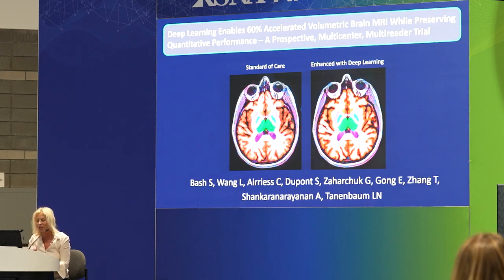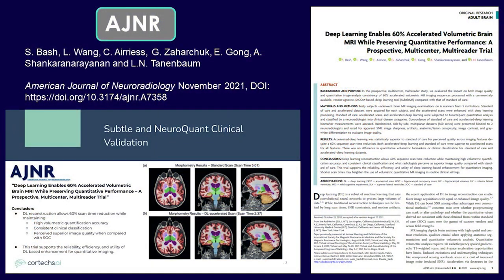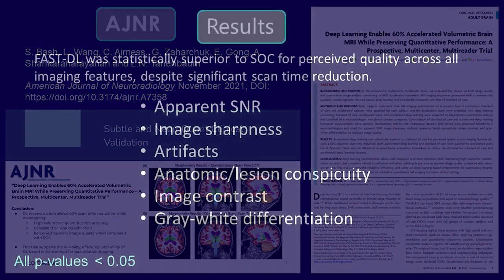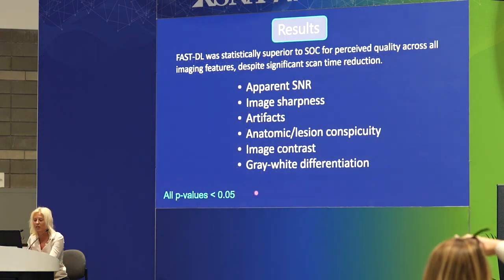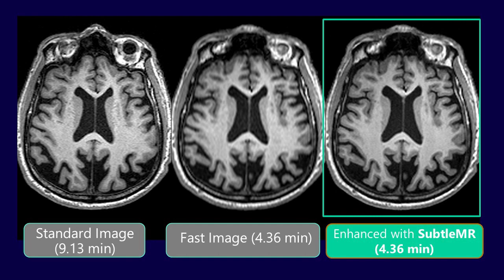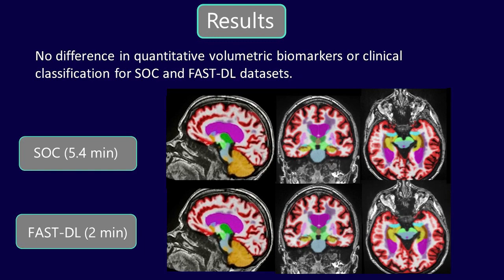This is entitled Deep Learning Enables 60% Accelerated Volumetric Brain MRI While Preserving Quantitative Performance, a prospective multi-center, multi-reader trial. This was published in AJNR last year. And what we found was that FAST-DL was statistically superior to standard of care for perceived quality across every single feature that we looked at. These are all the features that we looked at, and the DL enhanced really outperformed. So standard image, fast image, enhanced here. So again, we were blinded, but look at the difference in the quality between that and the standard. It's really a significant difference.